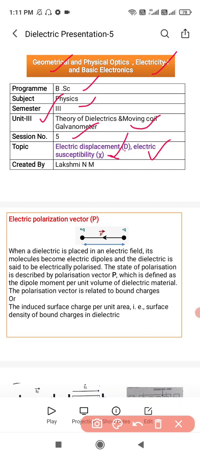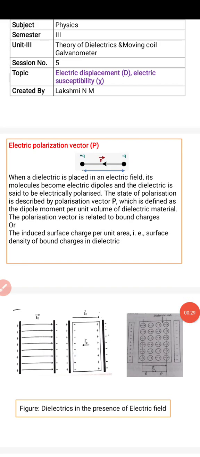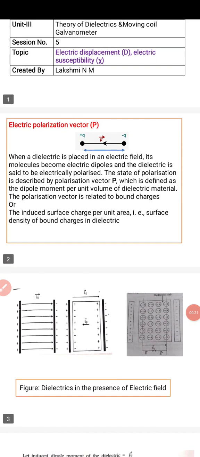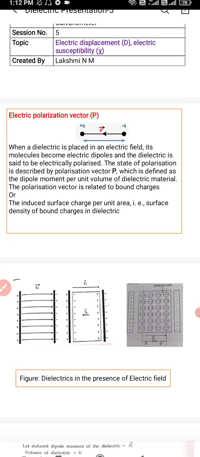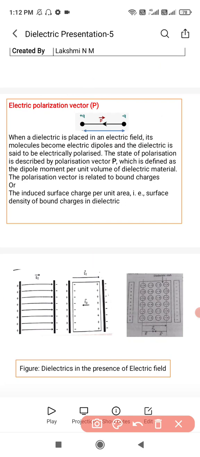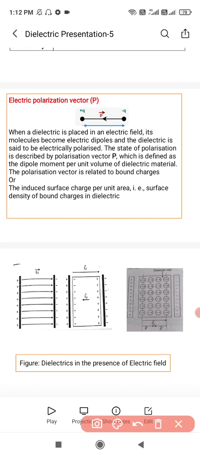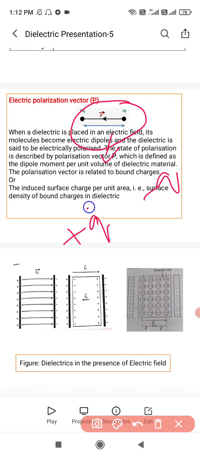Electric susceptibility chi. So first we see the electric polarization vector P, what is meant by it by definition. This diagram is familiar. That is an electric dipole. An electric dipole is a system of two equal and opposite charges separated by a small distance d.